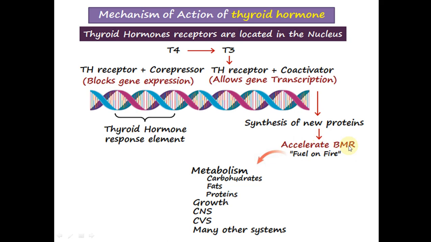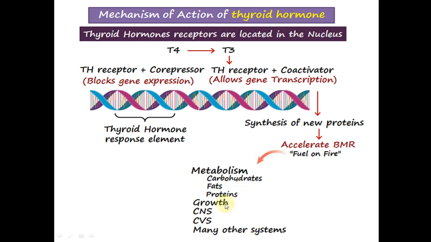The thyroid hormones act on metabolism like we put fuel on fire. Thyroid hormones increase the metabolism and use of macronutrients like carbohydrates, fats, and proteins, and increase the heat production and energy production by the body.